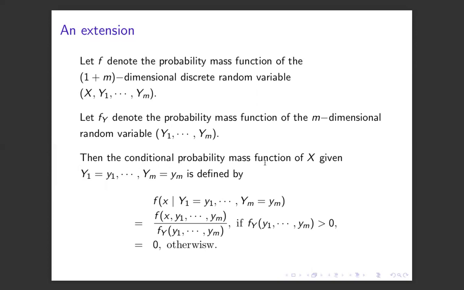Let f sub Y denote the probability mass function of the m dimensional random variable Y1 to Ym. Then the conditional probability mass function of X given Y1 equal to little y1, etc., Ym equal to little ym is defined by, this is the symbol for that, little f of x given Y1 equal to little y1, etc., is the joint probability mass function, that is the 1 plus m dimensional joint discrete mass function f(x, y1, y2, ..., ym) divided by f sub Y(y1, ..., ym), provided the denominator is positive. It is 0 otherwise.